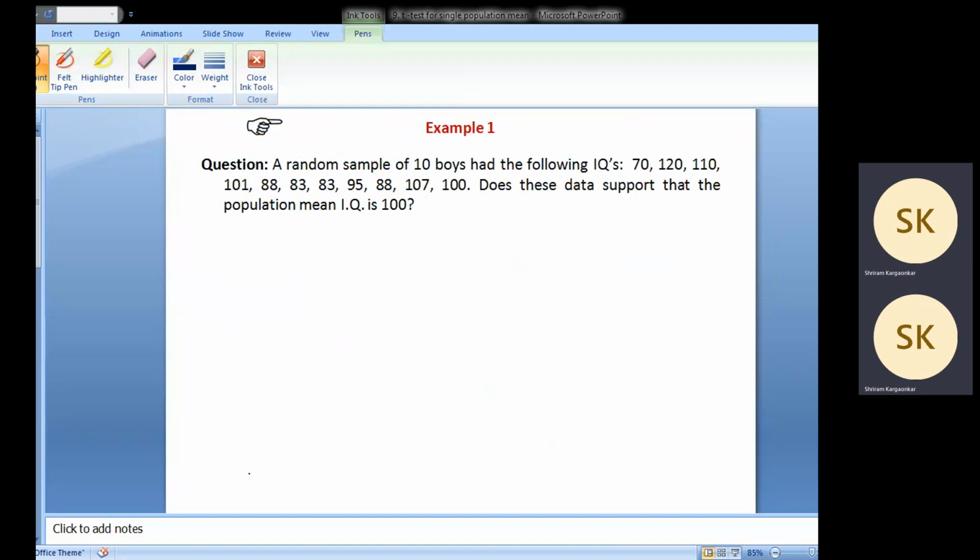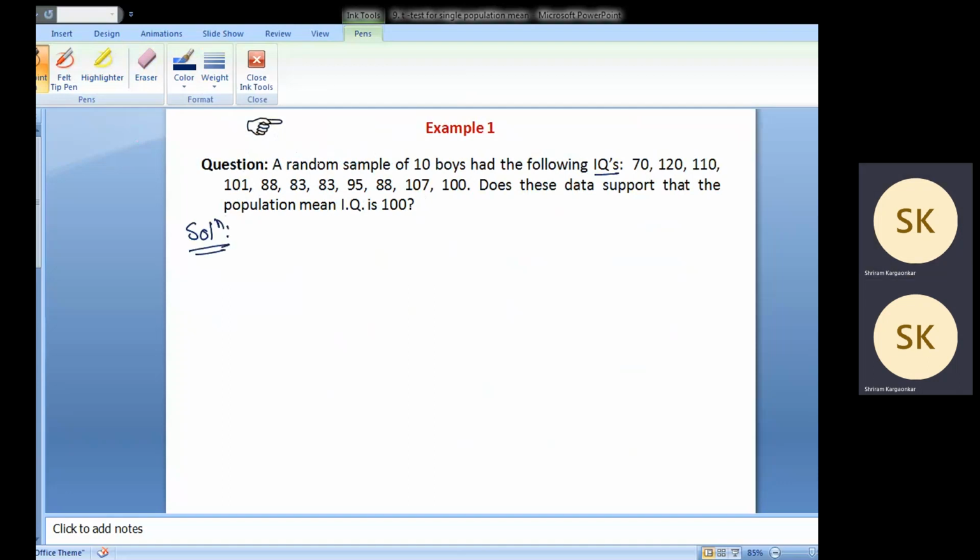So we'll do one by one. A random sample of 10 boys had the IQs 70, 120, 110, 101, 88, 83, 83 again, 95, 88, 107 and 100. So these are the IQs of 10 students. Does this data support that the population mean IQ is 100? Let's solve this.